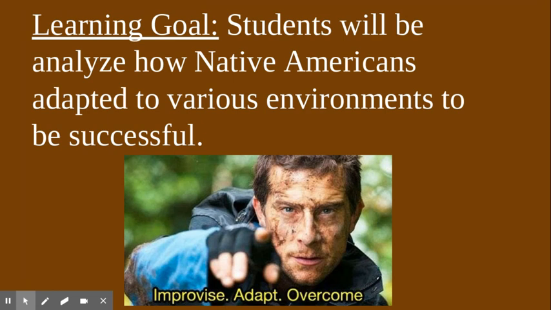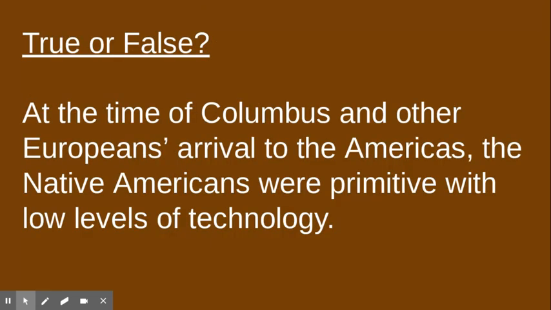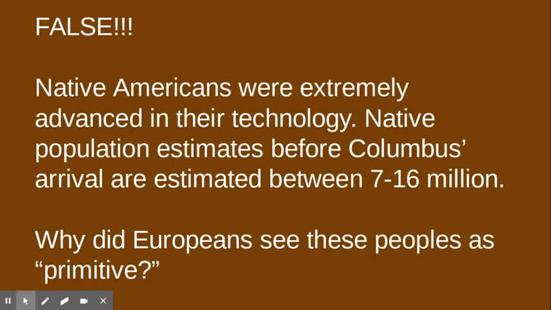So, moving on. Real quick, true or false question for you. At the time of Columbus and other Europeans' arrival to the Americas, the Native Americans were primitive with low levels of technology. Is that true or is that false? If you answered false, you are correct. Native Americans are thought of as primitive, right? But they are actually extremely advanced. Native American populations before Columbus showed up are estimated to be between 7 and 16 million.